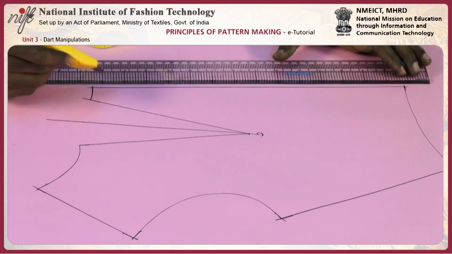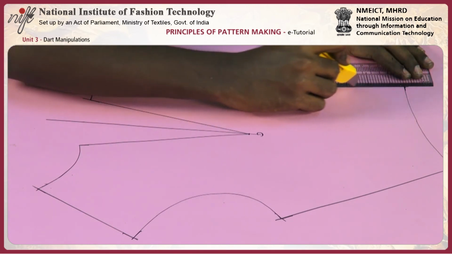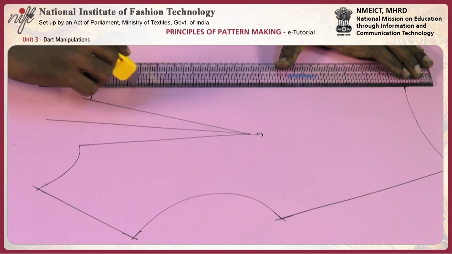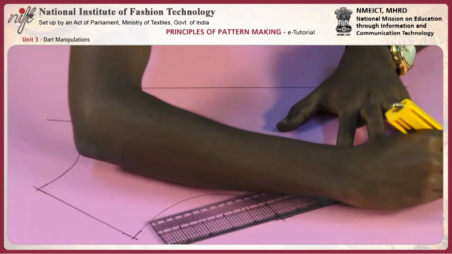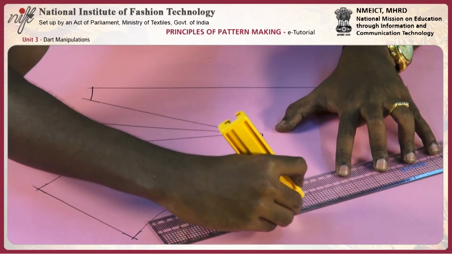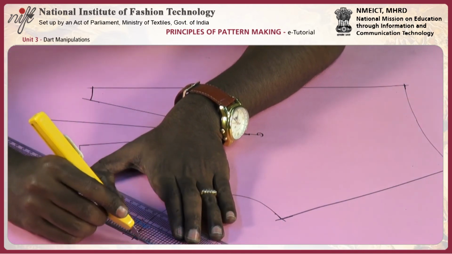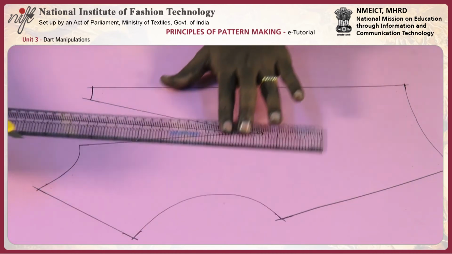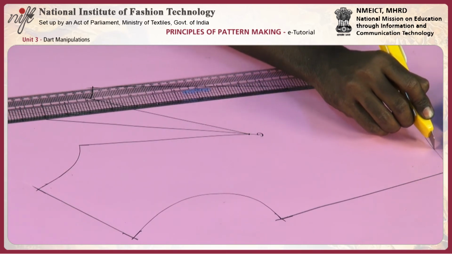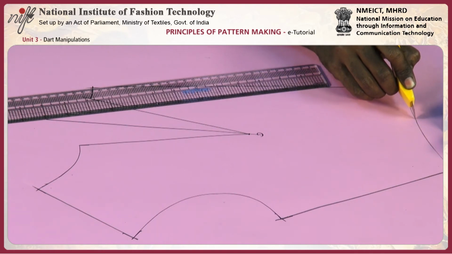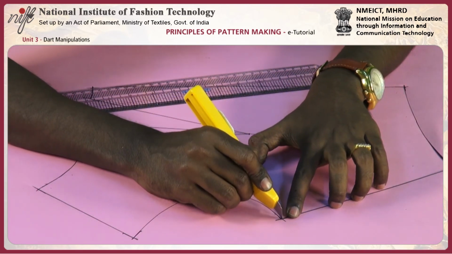Now we are going to cut the pattern. Cut the center front line. Cut the side seam. Cut the shoulder. Cut the waistline seam. Cut the armhole.